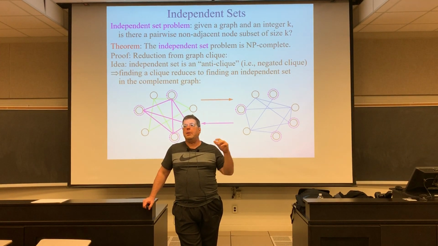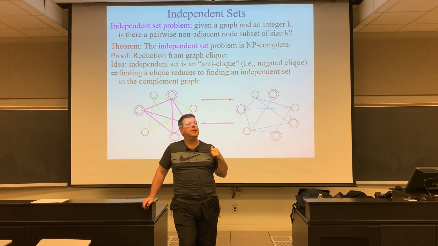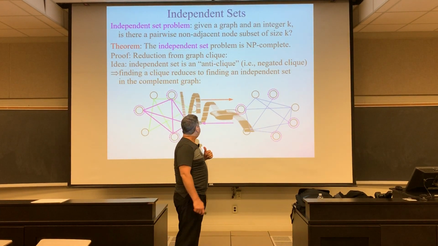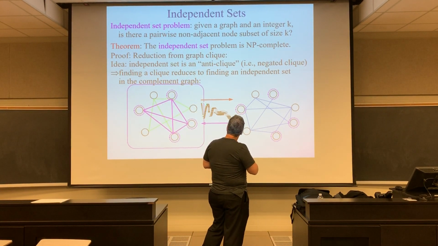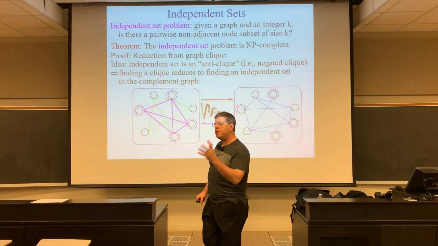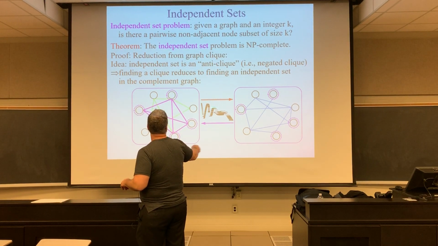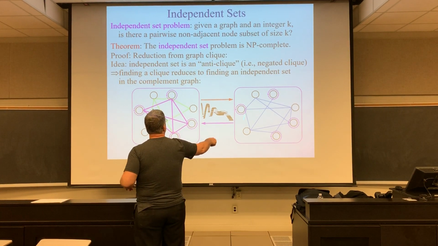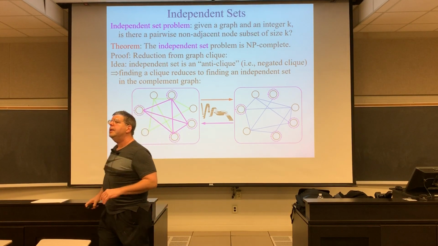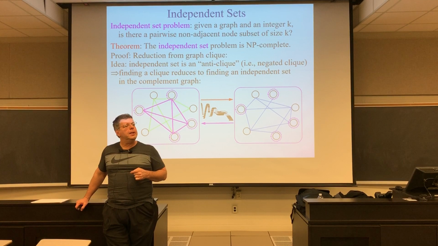Any questions about that? How many see exactly what's going on here? Any questions about this? And what's the transformation? Just negate the edges and non-edges. How fast is this transformation? How fast does it run to convert this instance of independent set, or excuse me, this instance of clique, to this other instance of independent set? How fast is this F that transforms one to the other?